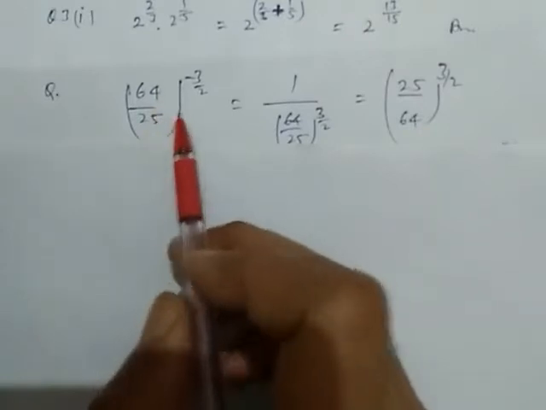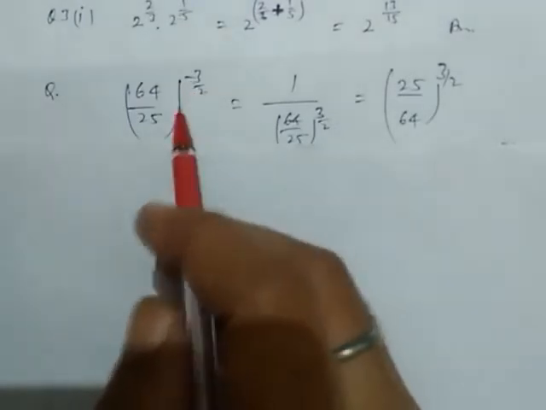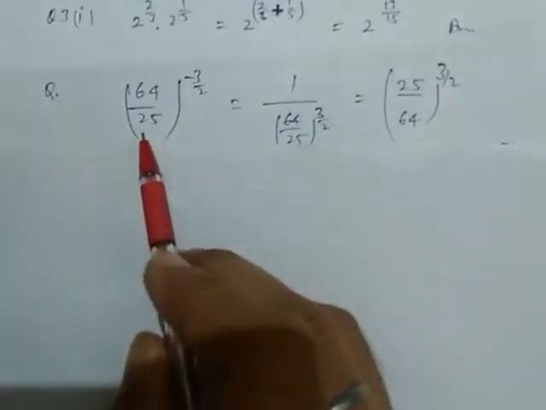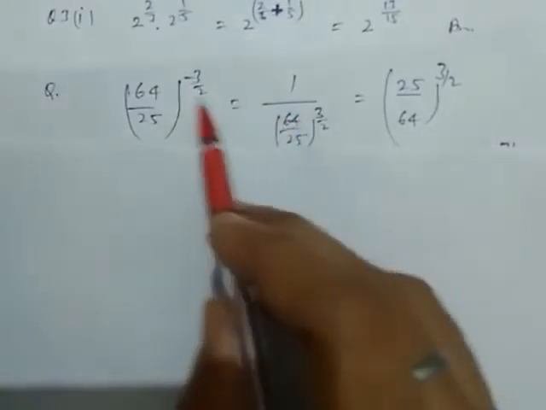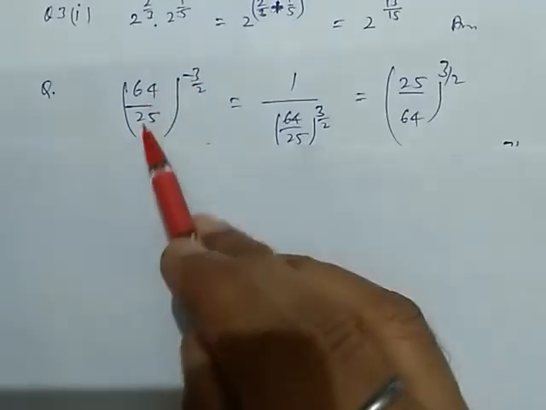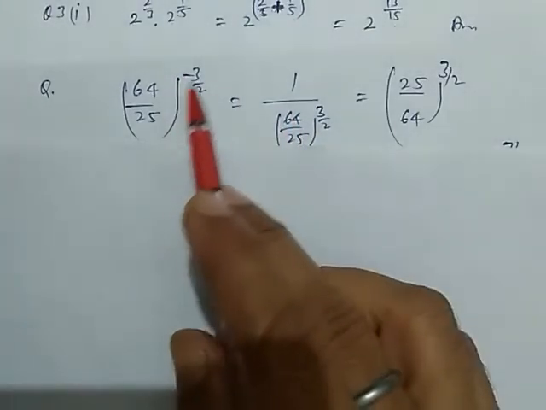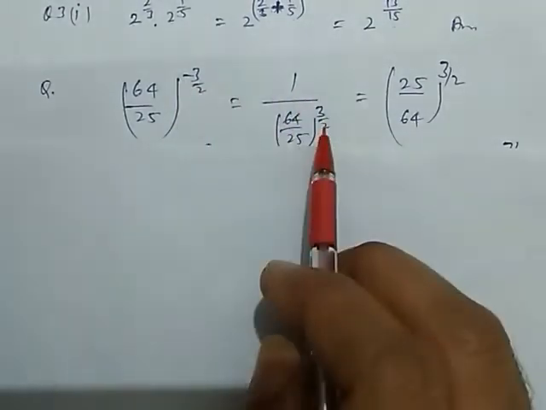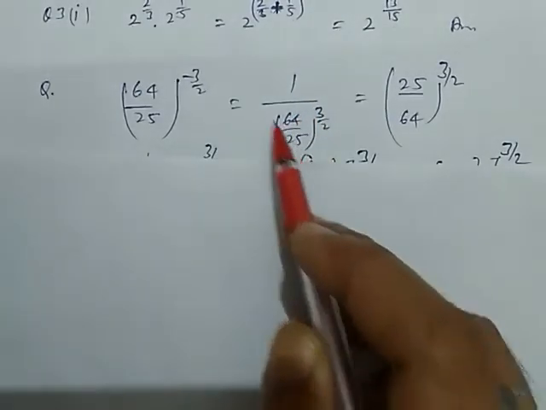Now some different question for your better understanding. This type of question helps you to solve any type of problem. Here the question is 64 by 25 whole raised to the power minus 3 by 2. When the power is negative, first we convert the power into positive by taking the whole thing into the denominator, and the power becomes positive. So 1 upon 64 by 25 whole power 3 by 2.